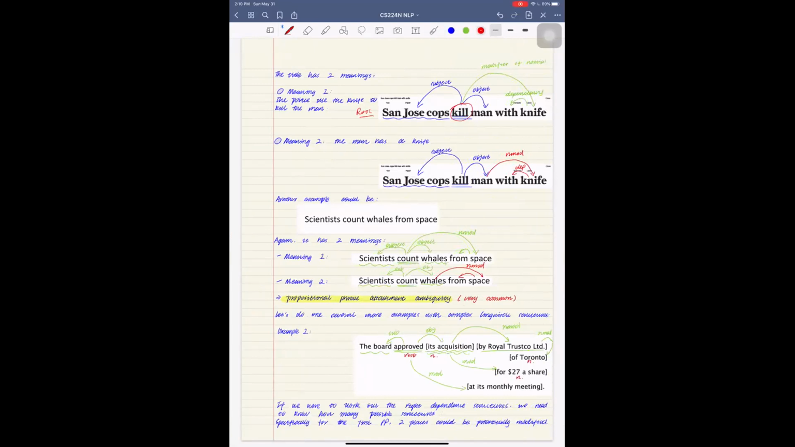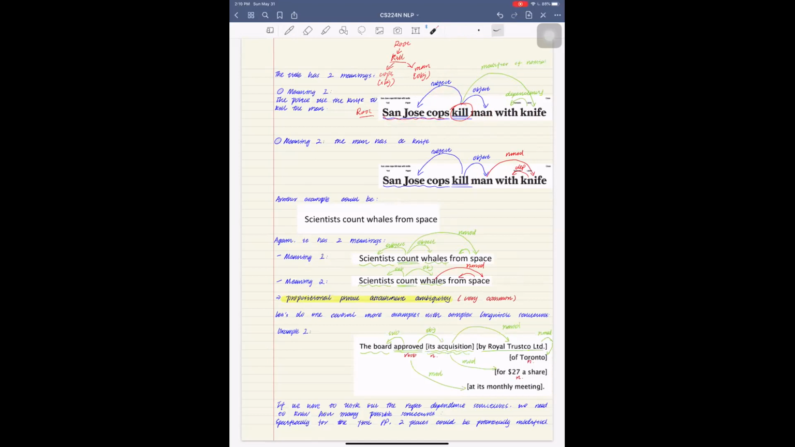So if kill is the first node here, root goes to kill. If you build a tree here, it goes to kill, right? This is the first meaning. Starting from here, we can do a little more decomposition. Sanjo's cops is the subject, so cops, subject. And man here is an object, right? Now Sanjo's cops and a man are both dependents of kill here.